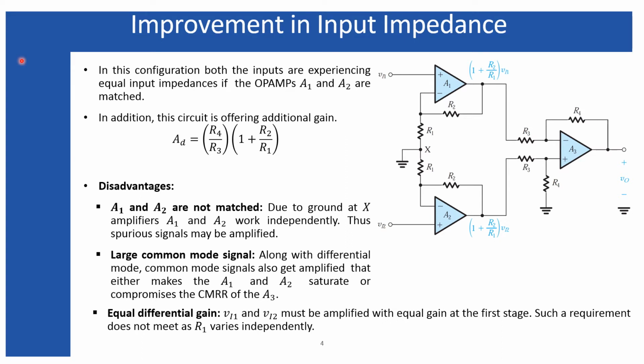Next one is the equal differential gain. Since these two operational amplifiers are working independently from each other, equal differential gain cannot be achieved, because in order to achieve it, this R1 and this R1 must vary equally, or must vary simultaneously. So when this R1 is increased, this R1 also must be increased, and they should increase similarly in magnitude. Therefore, such a configuration cannot provide the desired output due to these limitations.